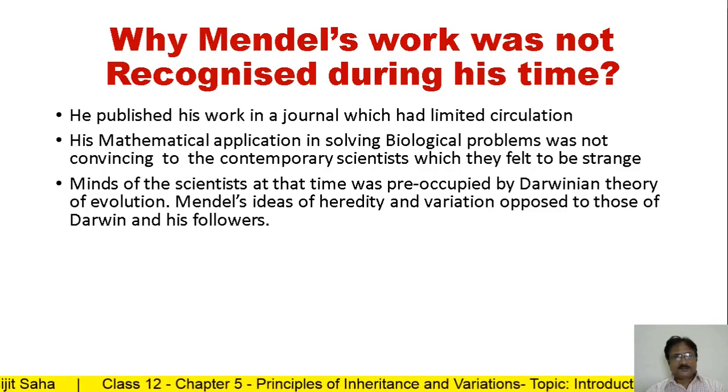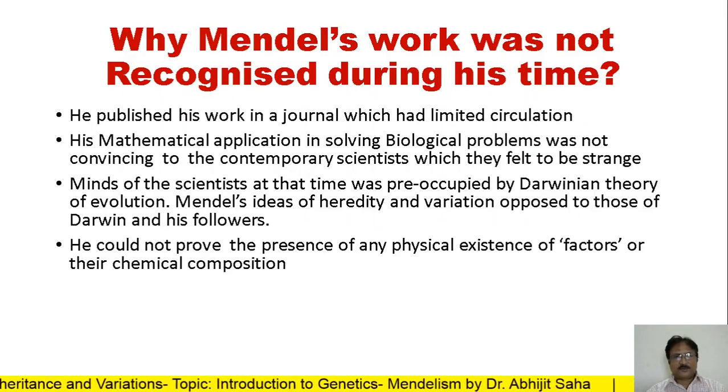Next, the minds of the scientists at that time were preoccupied by Darwin's theory of evolution. Charles Darwin's theory was top-ranking information at that time, and so people were highly preoccupied by this theory. Whereas Mendel's idea of heredity and variation was quite opposed to Darwin's concept. So this was not easily accepted.